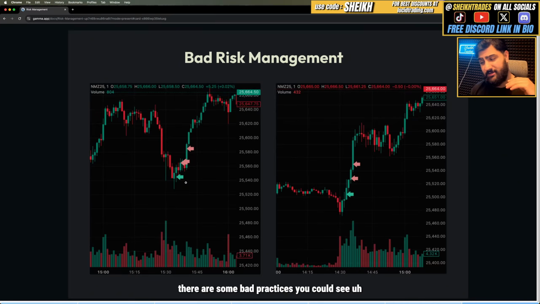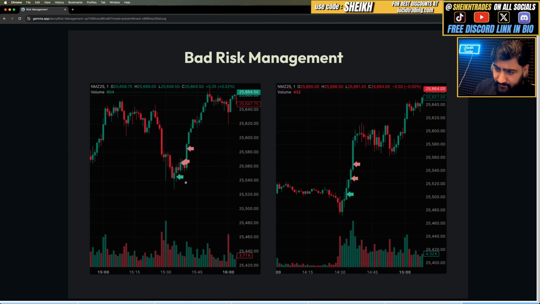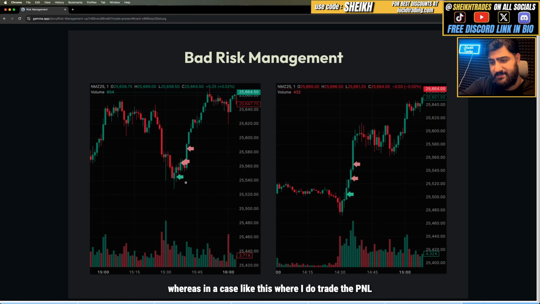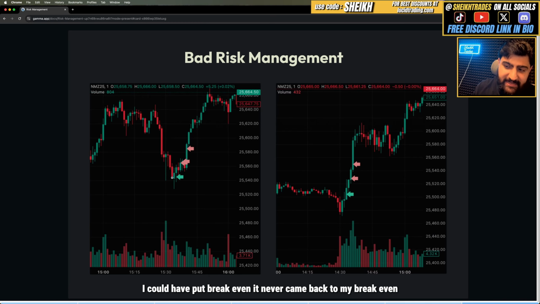You could see in comparison to the trades that I have, the ones that were good, my good trailing mechanisms, they would be very rewarding. Whereas in a case like this, where I do trade the PNL instead of trailing it on these lows, I'm long here, I was risking the lows. It goes, I could have put break even. It never came back to my break even. So if I didn't touch it and I just left it at break even until structure was formed, I would have been okay. And then you could see it's consolidating, breaks out. I could have my stop loss at these lows and then trail my stop loss, and I would have probably made a 100-point trade.